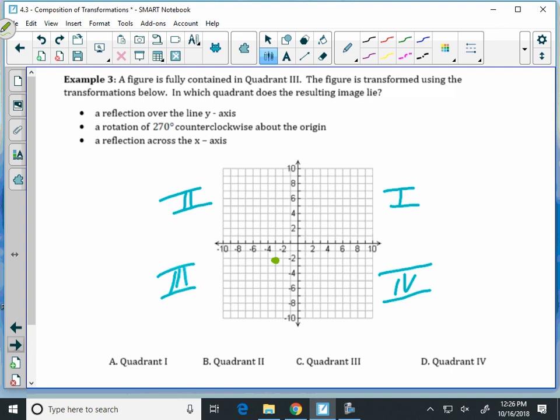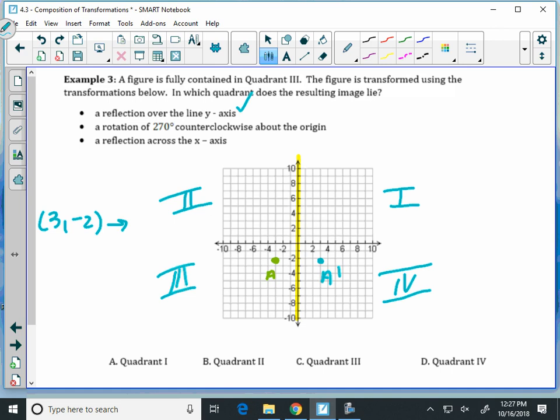So the first transformation we're going to do, we're going to reflect that point over the y-axis. I'm going to highlight the y-axis. We'll label our point A, just so it's labeled. And we're going to reflect. So again, all you're doing is just counting. 1, 2, 3, 1, 2, 3. A prime. The next transformation we're doing is a rotation of 270. So I'm going to write the coordinates of my new point down.